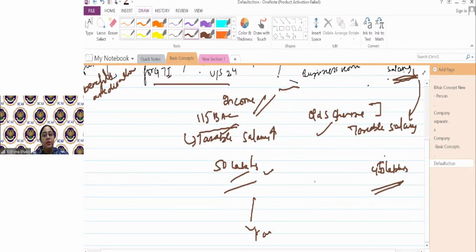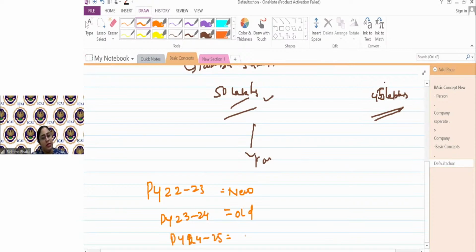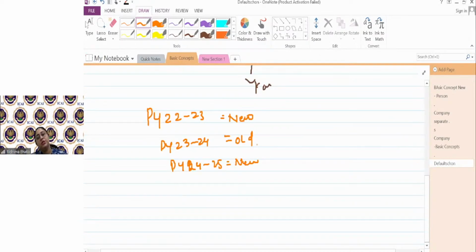But the question comes, ma'am, can it happen that in one previous year, same previous year 22-23, we choose new scheme? Can in the previous year 23-24, we choose old scheme? Yes, you can choose old scheme. Then, ma'am, again in the previous year 24-25, can we choose new scheme? Yes, you can choose new scheme. Then, ma'am, again we can change it. Yes, you can change it.